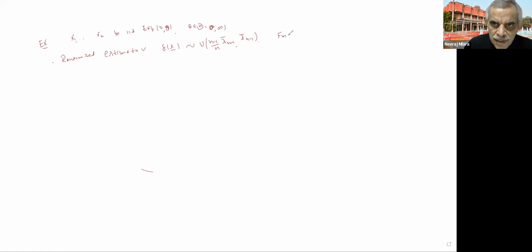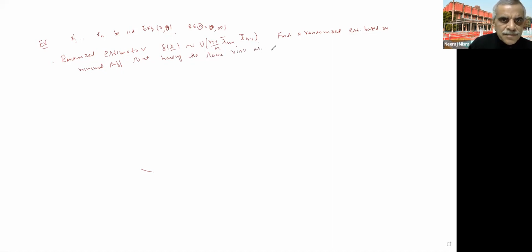So find a randomized estimator based on the minimal sufficient statistic, let me call that delta, having the same risk as delta. So when nothing is given about the loss function, you can find an estimator which has the same risk as delta.